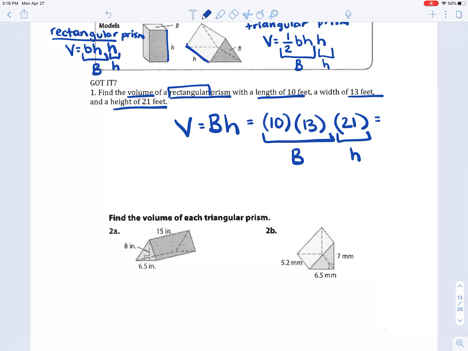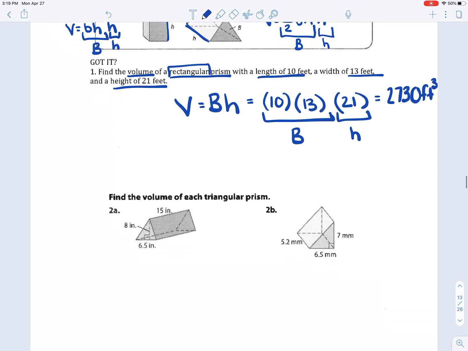Now I just move to my calculator. I have my length times my width times my height, or my base times my height times the height of the prism. So to your calculator, 10 times 13 times 21 gives me 2,730 feet cubed, because again, we have 3 measurements. We're talking about volume. Our units are cubed.